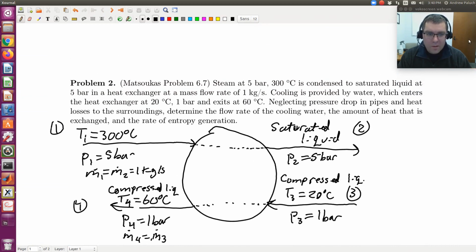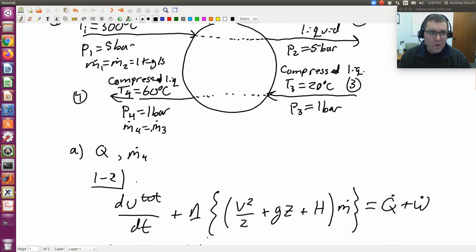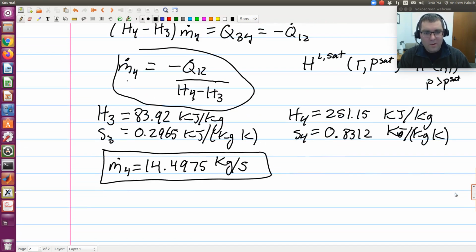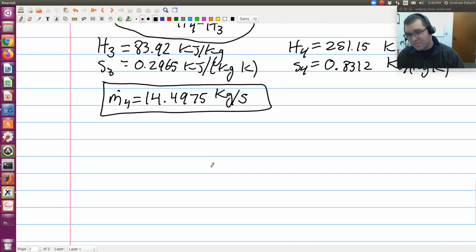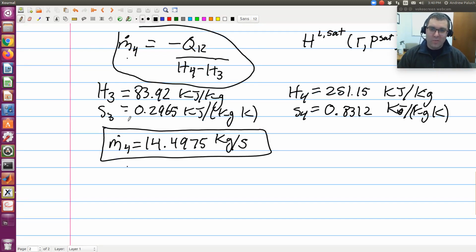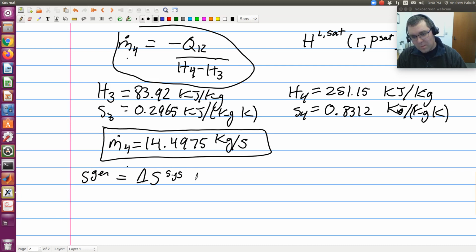So we have the flow rate of cooling water and the amount of heat that's exchanged, and last we're asked for entropy generation. Let's take a crack at this one. The key is, I like to think in terms of my entropy generation equation from chapter 4, and I used that in the first problem. Let me write it down and adjust it since we're dealing with rates. In general, when I think about entropy generation, Sgen is equal to delta S of my system plus delta S of my surroundings.